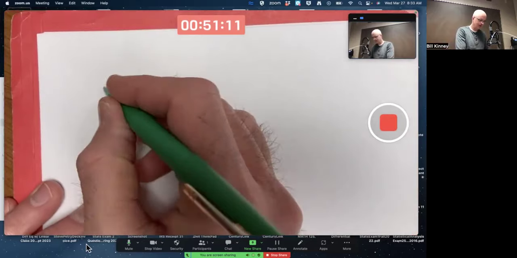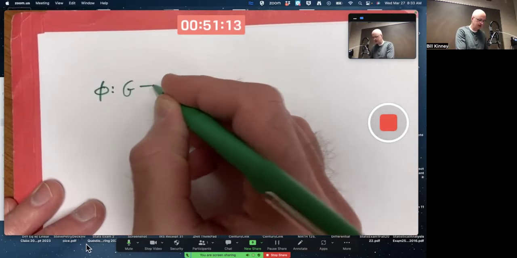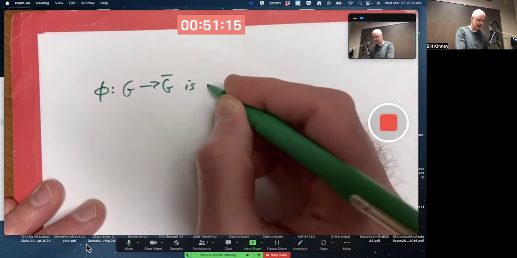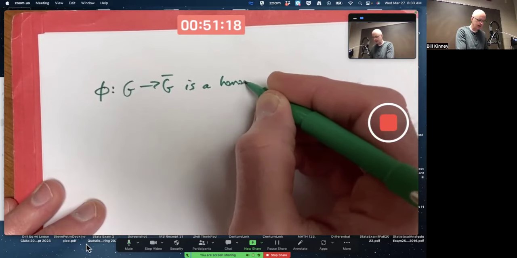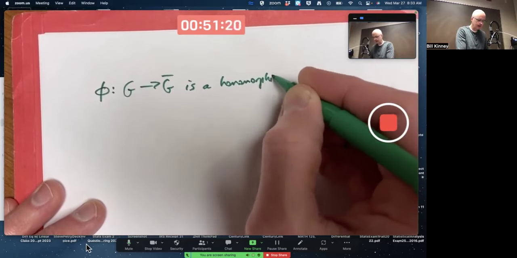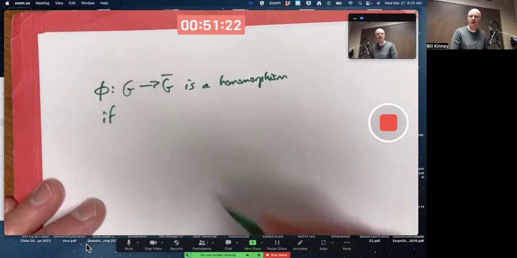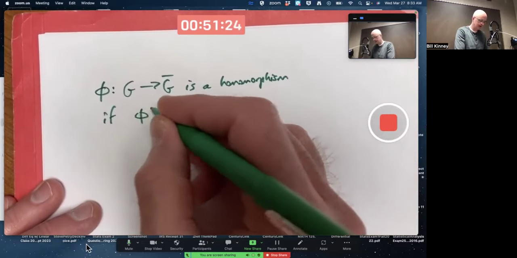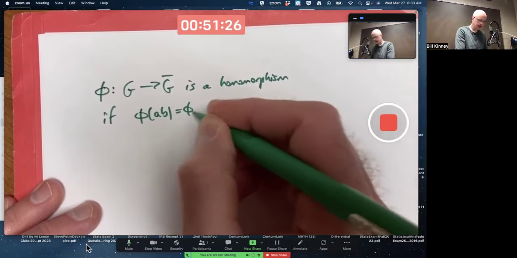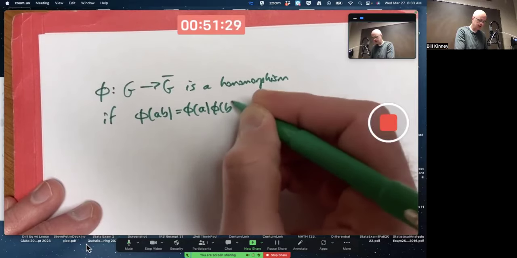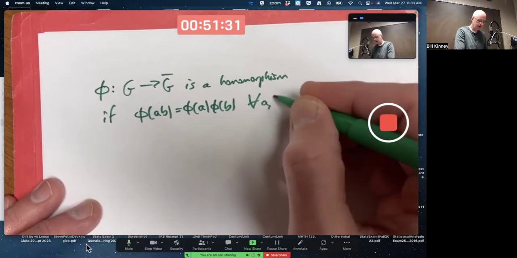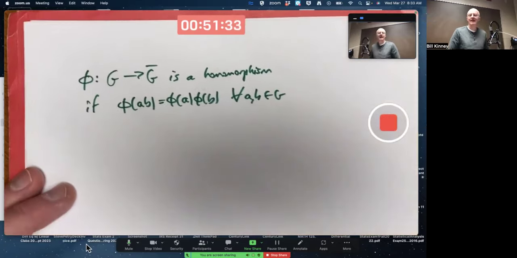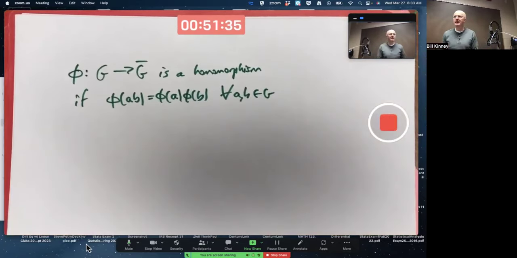Chapter 10 is about homomorphisms instead of isomorphisms. A function phi from G to G bar is a homomorphism if it's operation preserving. Phi of AB equals phi of A times phi of B for all A, B in G. And that's it. Nothing about being one-to-one, nothing about being onto.